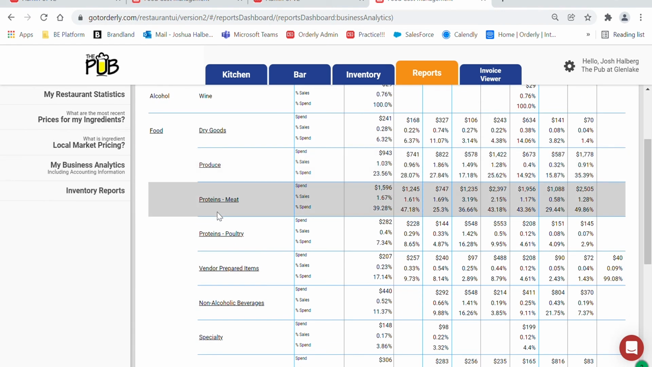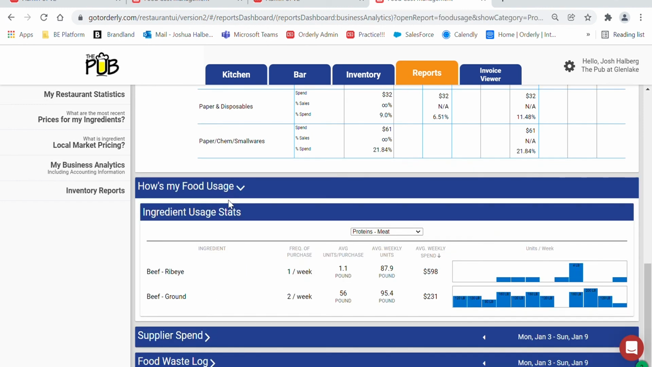Let's say, for example, you noticed that there was an increase in sales for proteins meats at the end of November and into the beginning of December. We could go into the Prices for My Ingredients report and see if any of our protein meats ingredients had increased in price over that time period. We could also use our How's My Food Usage report. To access this report, you can simply click on the corresponding category, in this example proteins meats, and it would lead you to the report for that category.